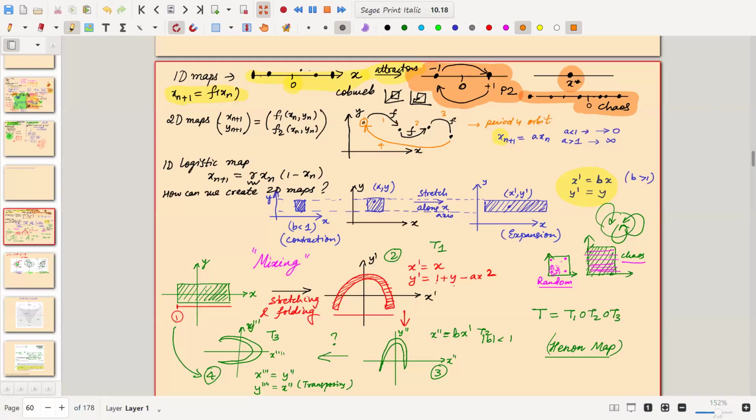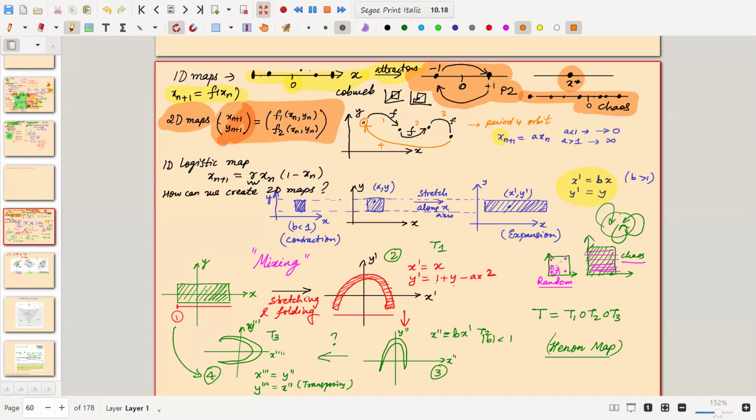So these are the 2D maps, how 2D maps look like. x_{n+1}, y_{n+1}. And you can easily see over here that x_{n+1} is F1 of (x_n, y_n), and y_{n+1} is F2 of (x_n, y_n), right? So these are the two variables. Now, one thing which is important in 2D maps and not present in 1D maps is that in 2D maps, you can actually visualize things. That is, you can see how with variation of both x and y things are changing.